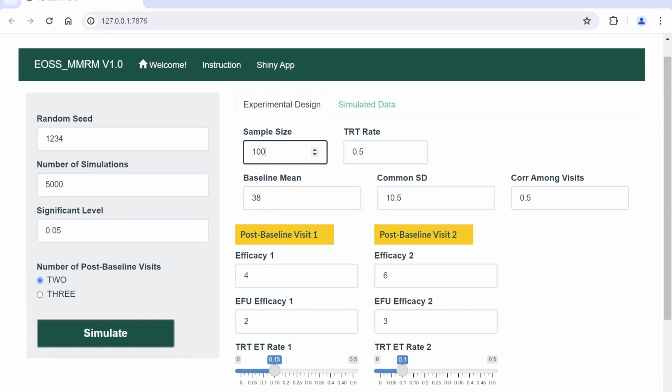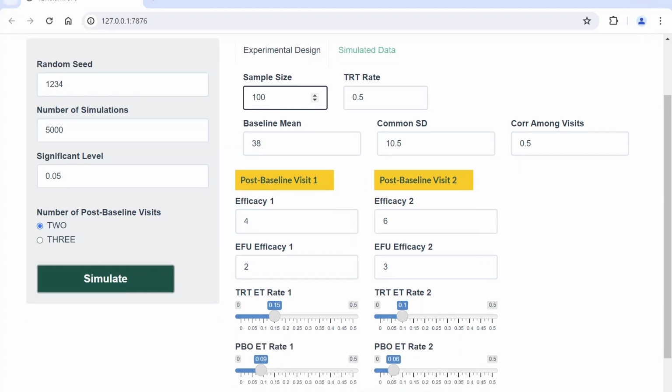In example 1, we will illustrate the simulation of clinical trials that handle the ICEs using the treatment policy. First, we assume that 50% of the ET subjects would provide efficacy data at EFU visit 1 and EFU visit 2, and only 50% of the full efficacy would be observed at these EFU visits. So that means that EFU efficacy 1 has to be set to half of efficacy 1, and EFU efficacy 2 has to be set to half of efficacy 2.